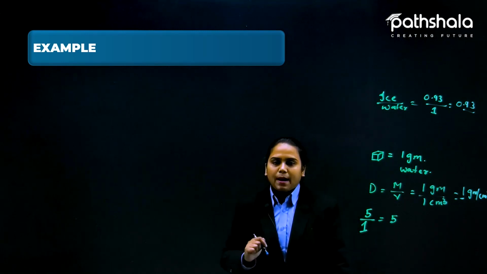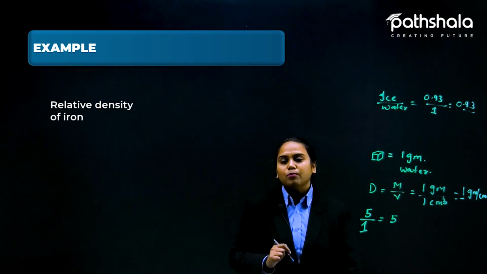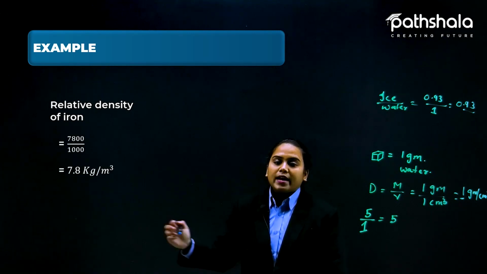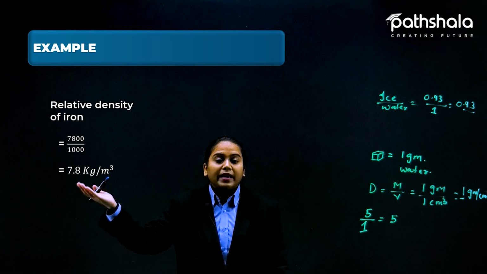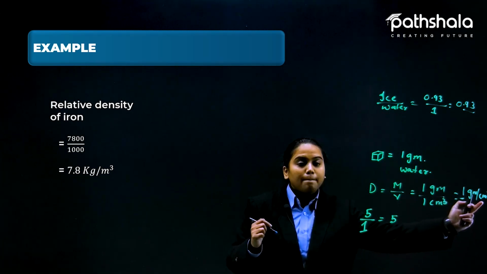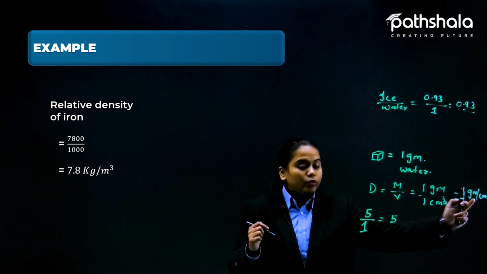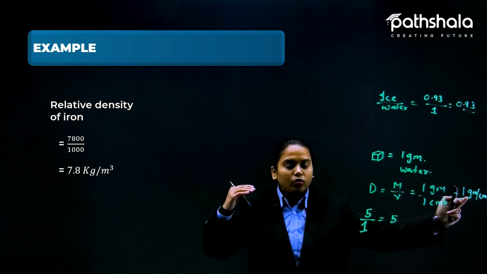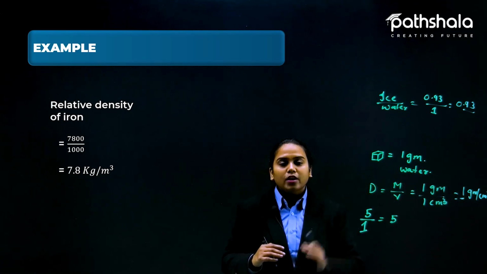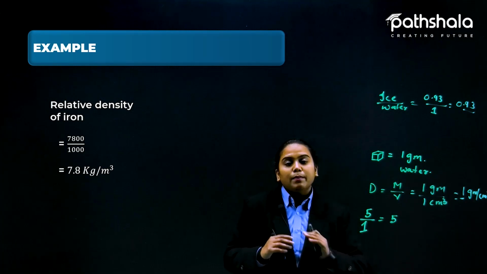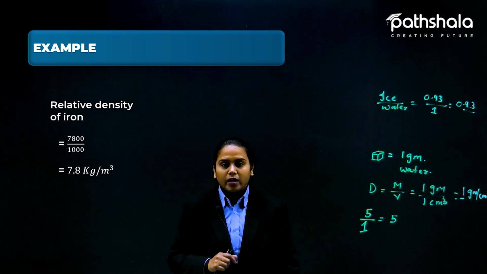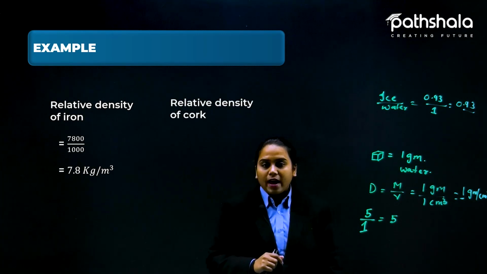Now let us do one example on it. Let's suppose we have the relative density of iron in kg per meter cube. Students, one more thing I want to tell you: this is gram per centimeter cube. If you need to take some higher standard like kilogram, because gram is a small unit, then if you change this to kilogram, the centimeter part will also change into the meter part. So this is the relative density of iron.